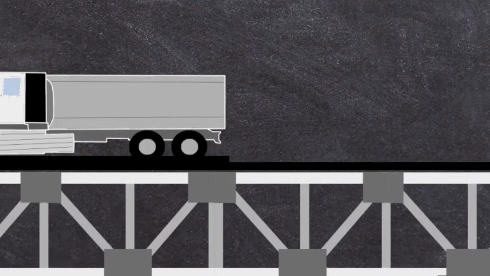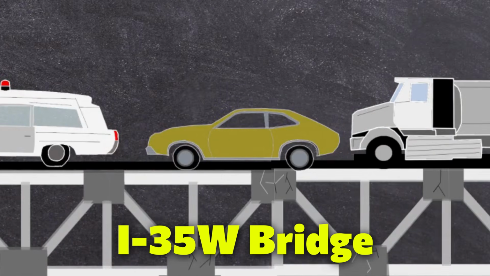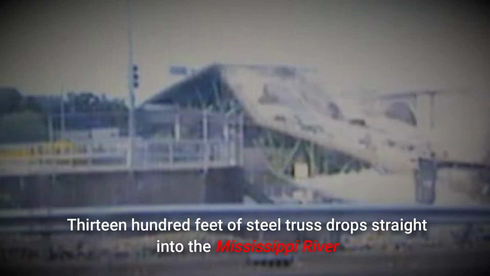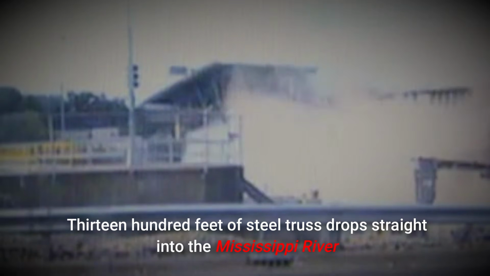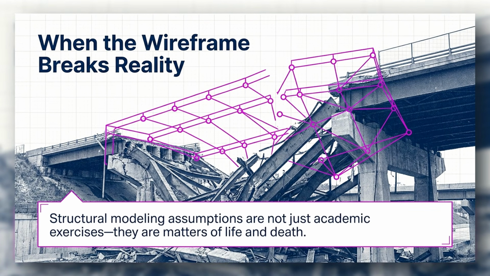1st August 2007, rush hour, Minneapolis. The I-35W bridge is packed with cars. Then, in under a minute, 1,300 feet of steel truss drops straight into the Mississippi River. 111 vehicles go down with it. 13 people never come home that night.